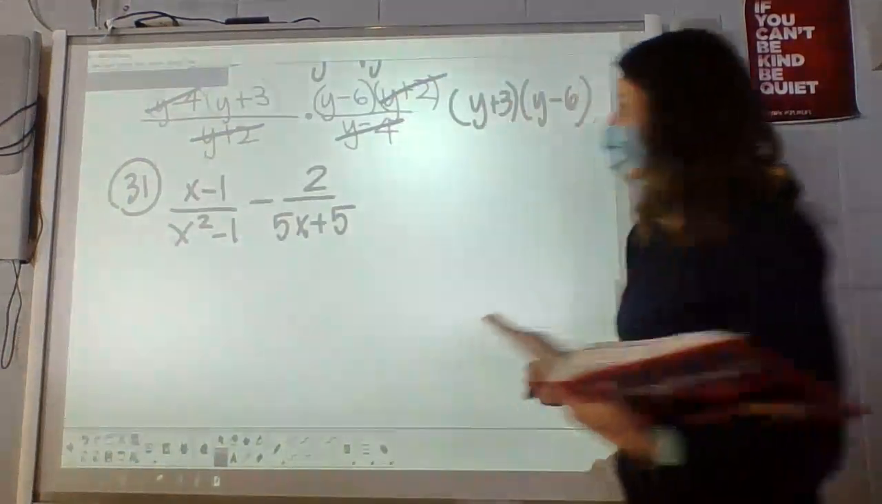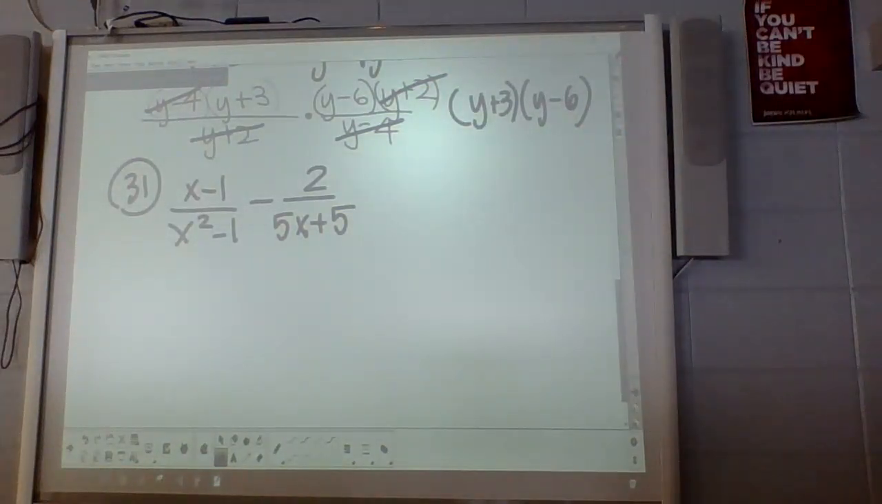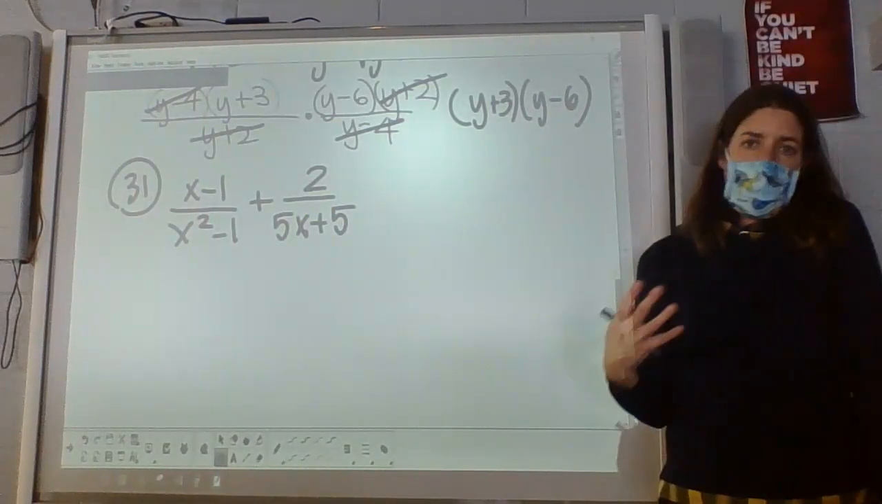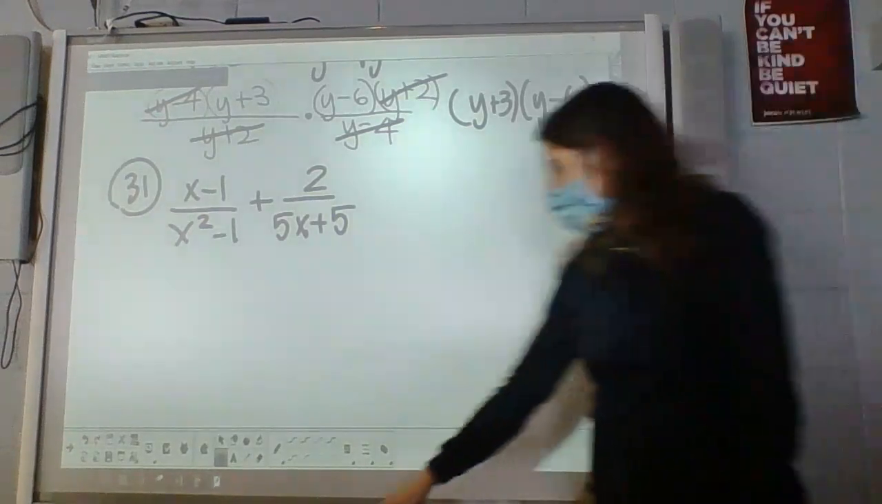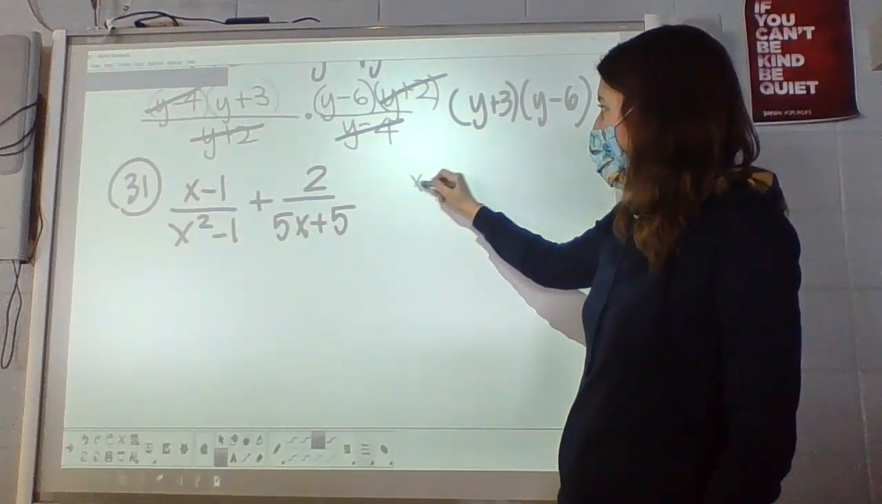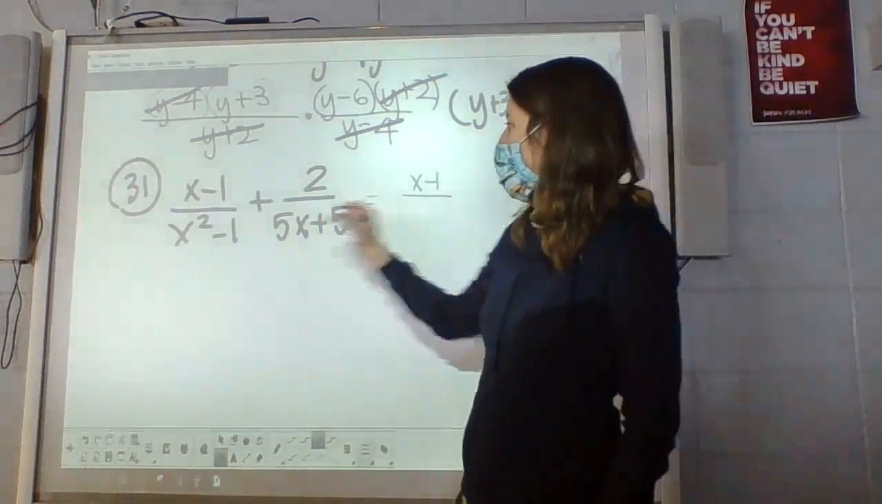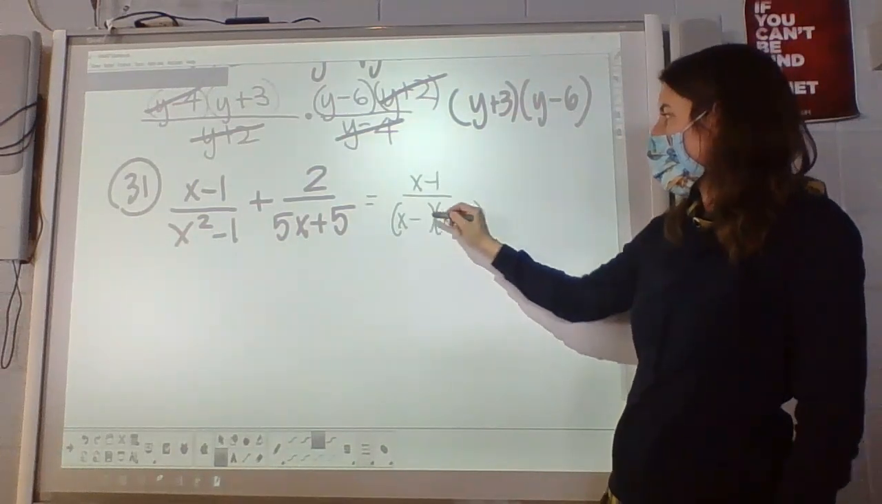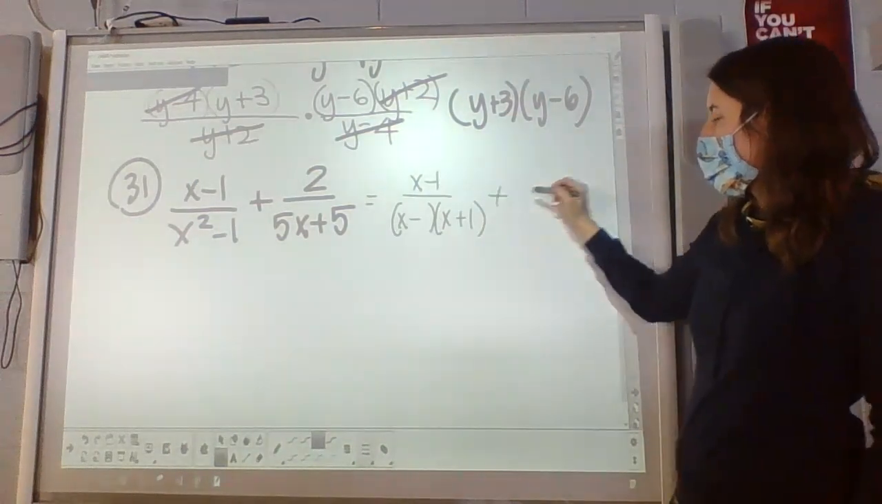Okay. So when you're adding and subtracting, you need common denominators. This should be addition, not subtraction. We need common denominators. In order to find common denominators, factoring is probably the first most important step. So I'm going to factor each of these. So this one, again, difference of squares. Hopefully you're starting to notice that more often.